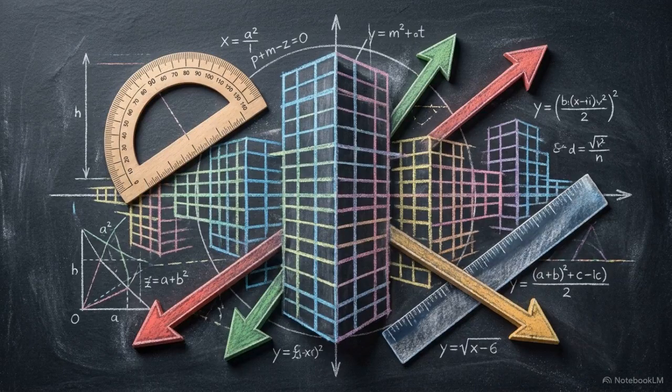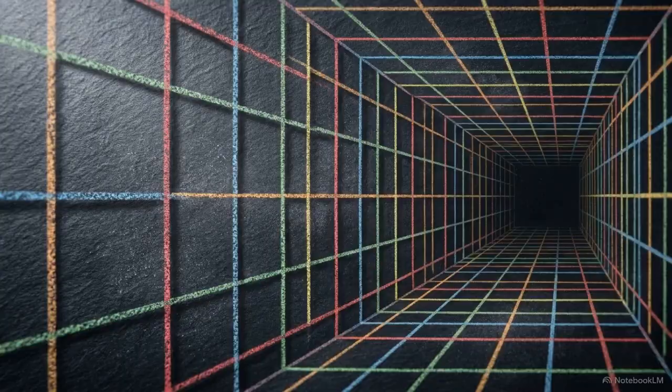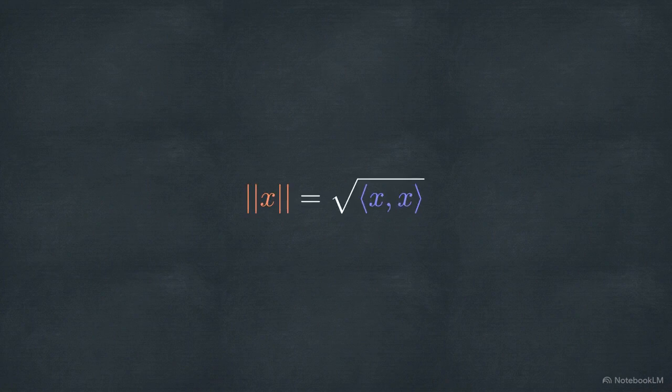Once an operation meets these criteria, the space gains a rigid geometric structure, allowing us to compute lengths and angles as if we were on a standard grid. This equation shows how we use the inner product to calculate exact distances. We call this the induced norm. We define length as the square root of a vector's inner product with itself.